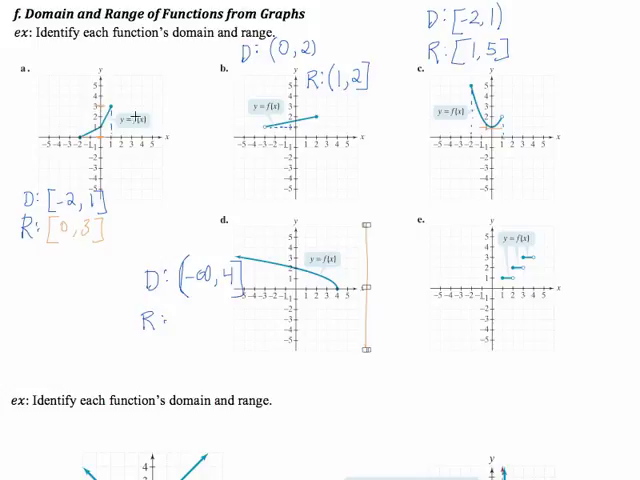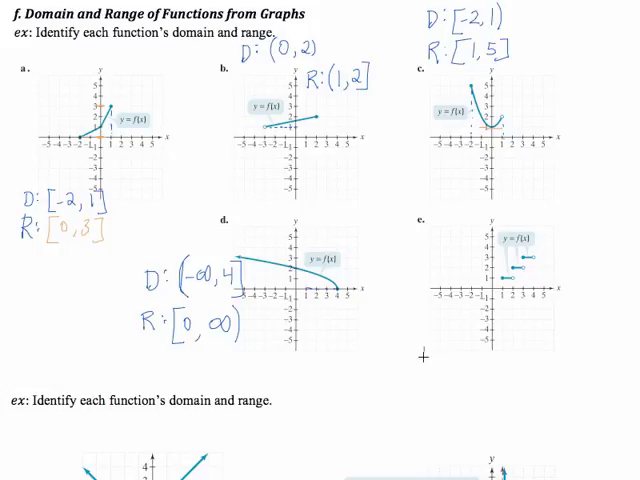My range is the y values. As I go low to high, my first y value I hit is right there, and that's at a y value of 0. So I'll go from 0. And then technically it does go up forever. It's hard to tell, but it doesn't quite look like it flattens off. I would say that those y values slowly go up forever and ever, so on up to infinity.